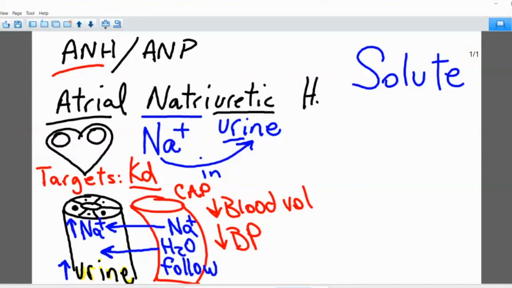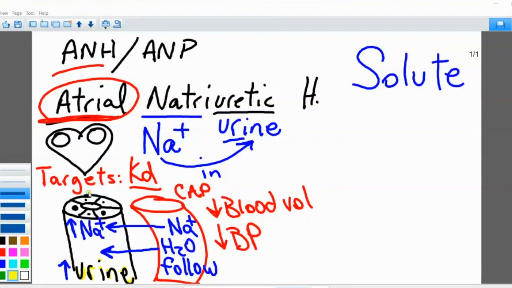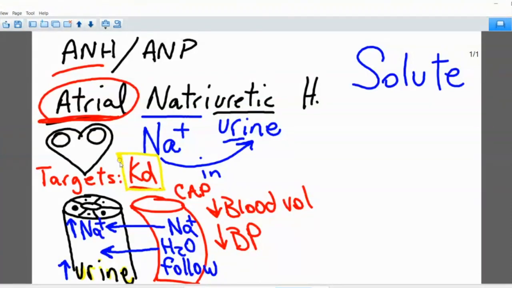What organ produced this hormone? The heart. What organ does this hormone target? The kidneys. Okay. And it moves what into the urine? Sodium. And what always follows sodium? Water. There you go.